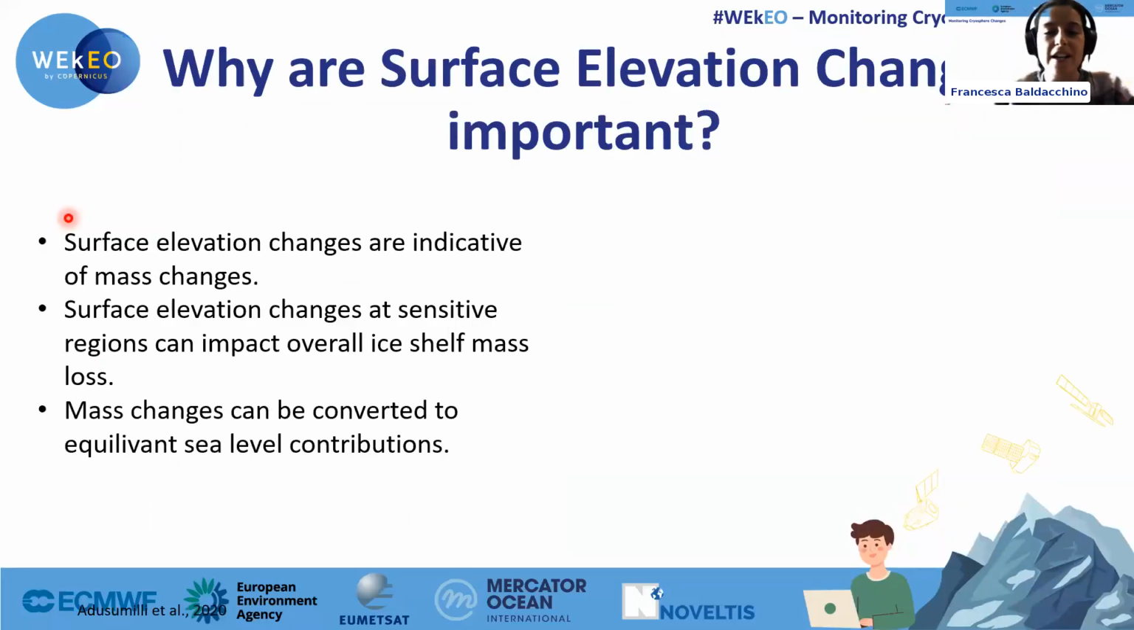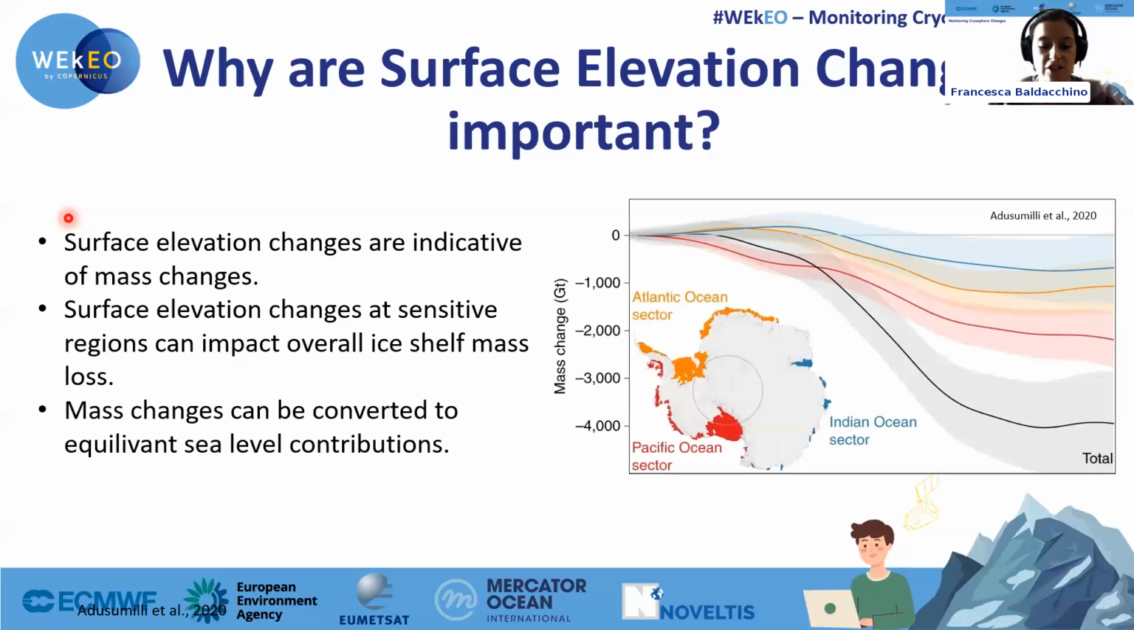I next touch upon another WEkEO dataset, which I quickly use to look at surface elevation changes of the Ross Ice Shelf. So surface elevation changes are really important because they provide an understanding of mass changes. So we can look at surface elevation changes and we can know if the ice shelf is thinning or thickening, or if the glacier is thinning or thickening. And this again provides us further understanding of the current dynamics that are occurring at the Antarctic ice sheet and what could be driving these changes.